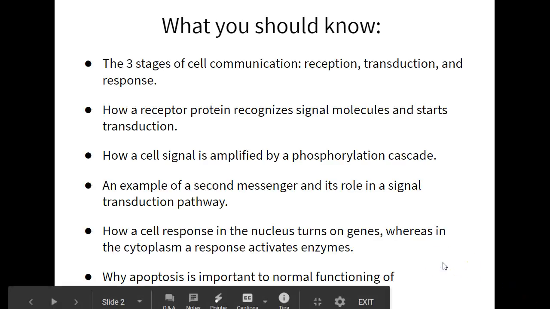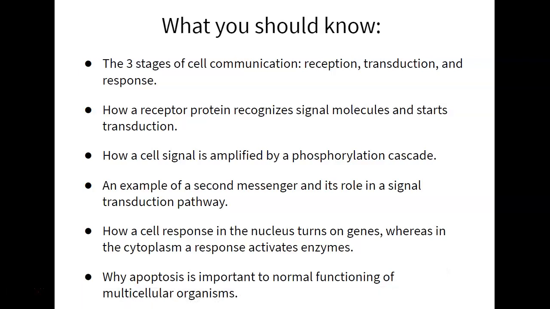This slide covers the general pieces of what you need to know. There's 3 parts of cell communication: reception, transduction, and response, and we'll go through those. And just how the receptor part actually recognizes a signal and what that means, and usually there's all kinds of signaling inside the cell that happens, and there's different ways to do it.